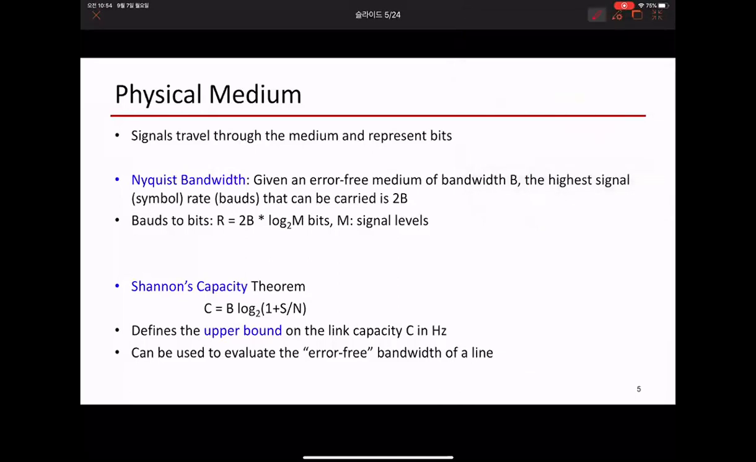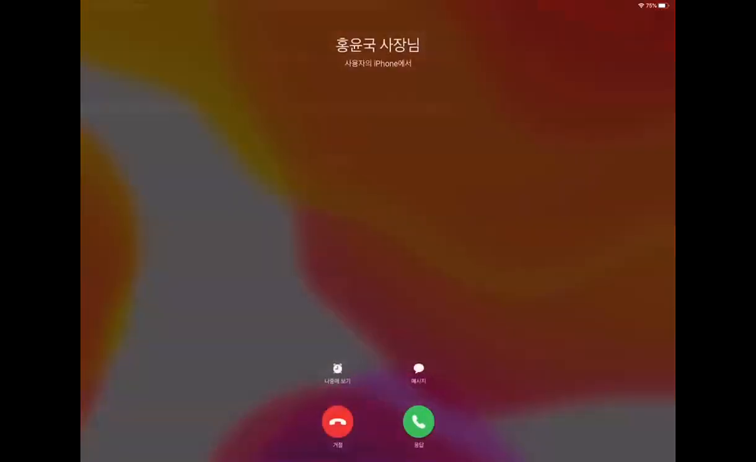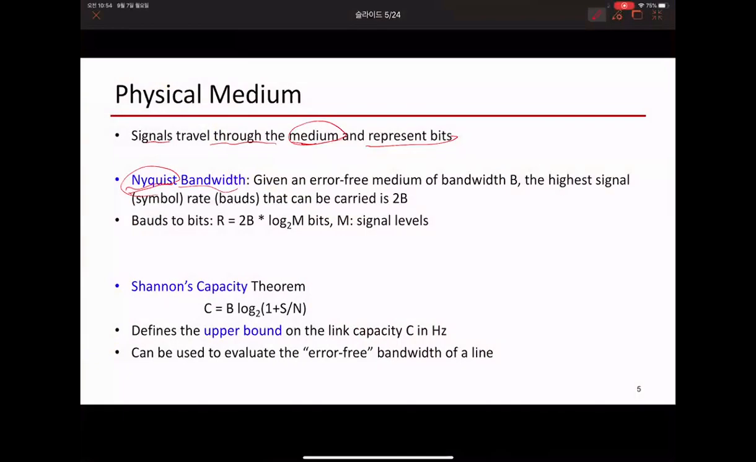So we know that for physical media, the signal travels through the medium and represents the bits. What is 1 and what is 0? Okay, so Nyquist, the genius, named after the genius, Nyquist bandwidth. Given an error-free medium of bandwidth B, the highest signal symbol rate, baud rate, can be delivered by 2 times B.